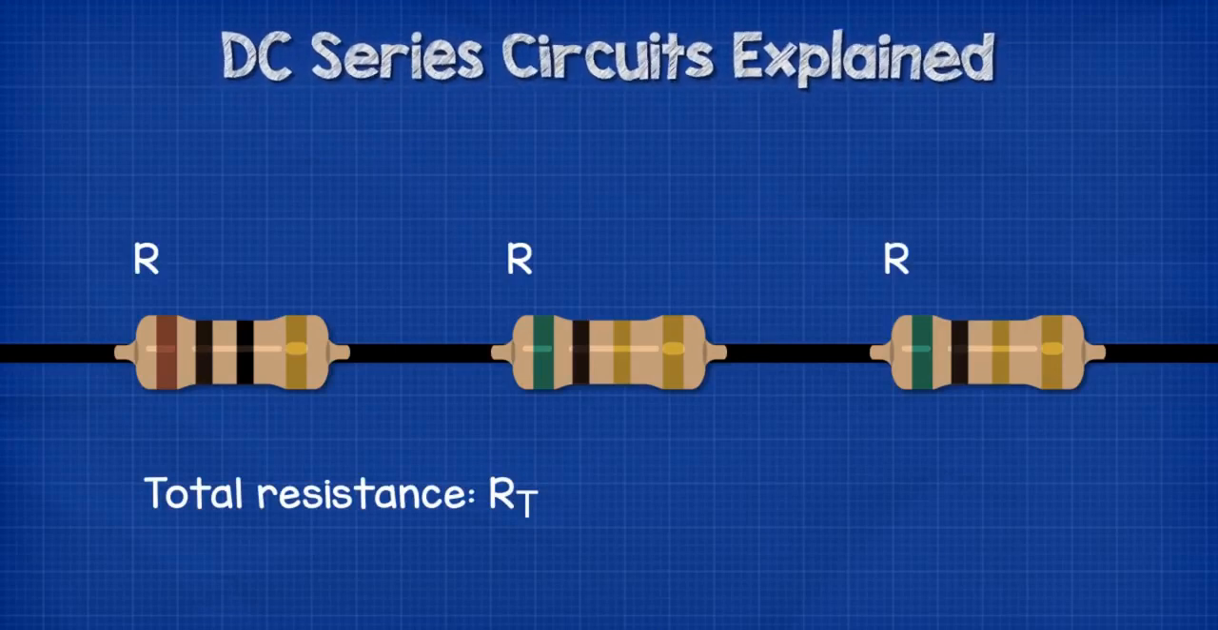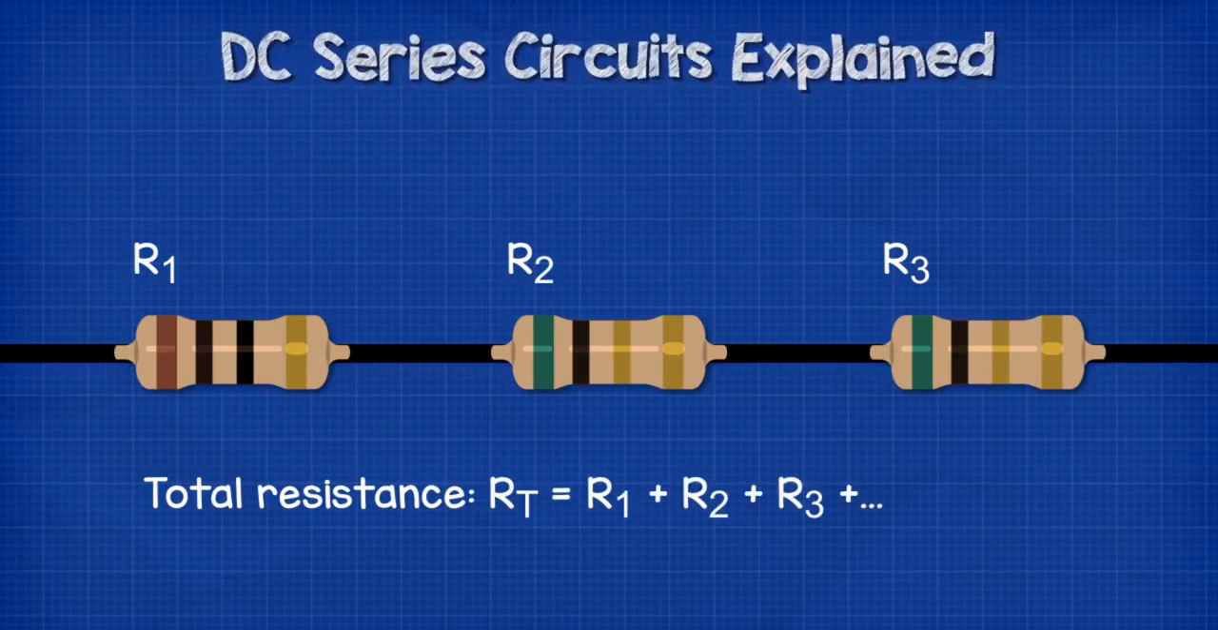We label each resistor with a capital R and number them R1, R2, R3, etc. The total resistance is shown with a capital letter R and a subscript T, which represents the resistance total, or the total resistance. To calculate the total resistance of a series circuit is super easy. We simply add together the resistance value of each resistor.